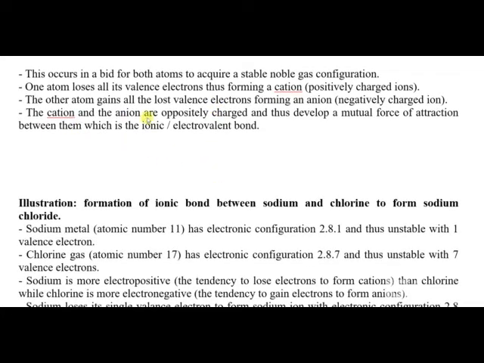The cation and the anion, being positively and negatively charged, develop a mutual force of attraction between them, which is an ionic bond, or electrovalent bond. Because one is negative and one is positive, they attract each other. Like they say in physics, unlike charges attract, like charges repel. So because it is negative and positive, they attract one another and form a mutual force of attraction which brings them together, forming a bond, and the bond is called ionic.